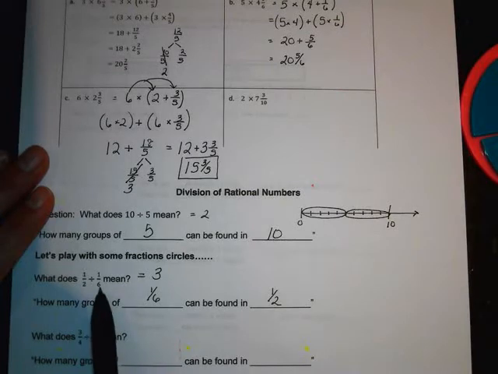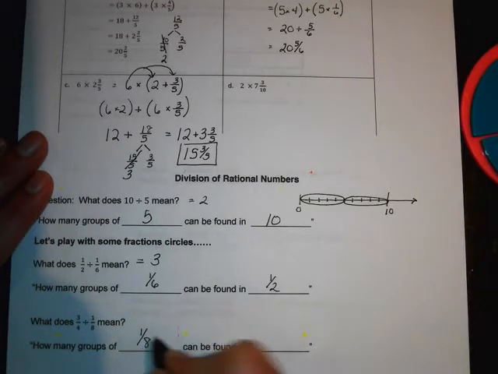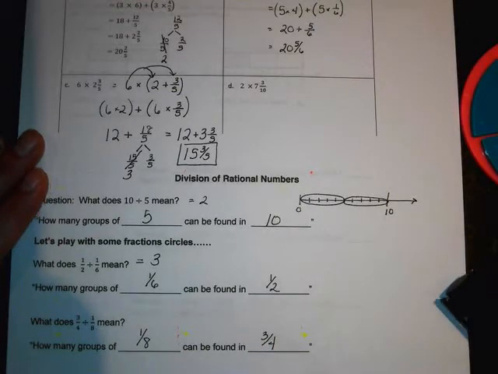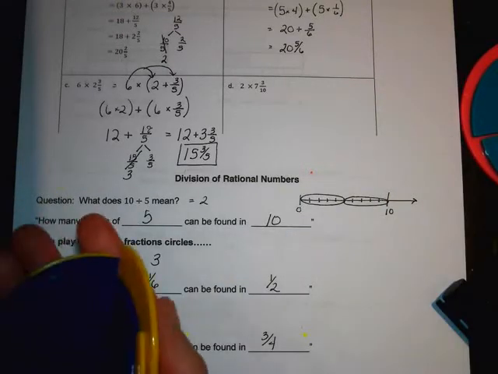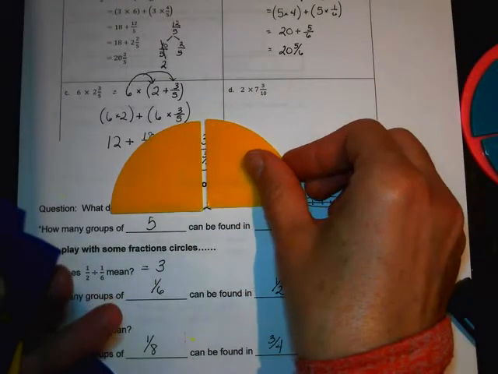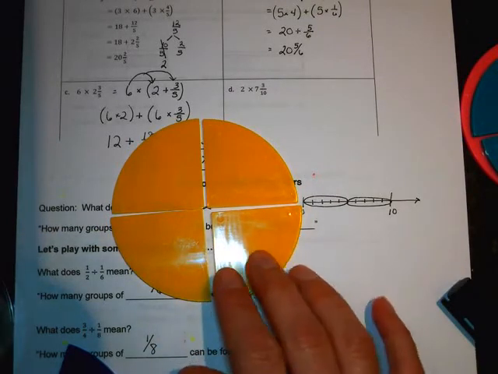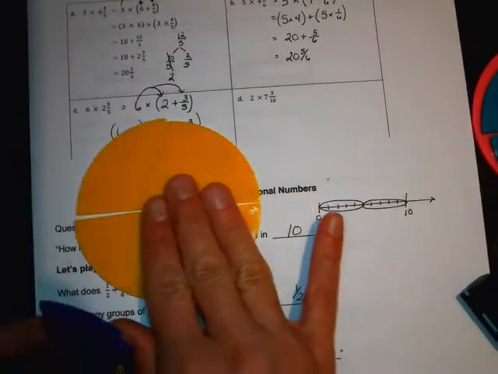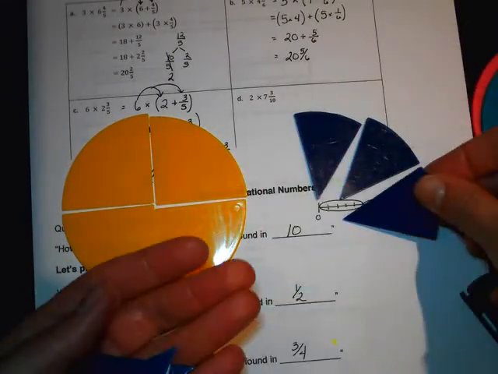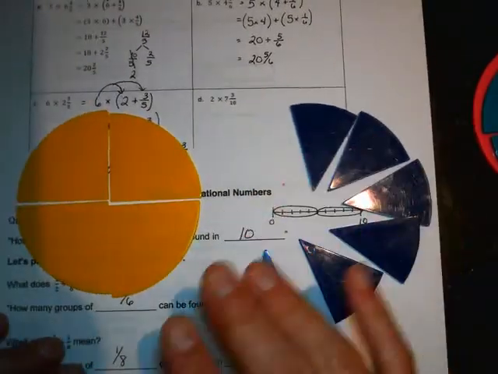Okay, what does 3/4 divided by 1/8 mean? It means, well, how many groups of 1/8 can we find in 3/4? That's what division means. All right. So I have fraction circles for this. So here's a circle that's been divided up into fourths, right? And then next to it, I'm gonna have a circle that's been divided up into 8ths. And again, this is just to get kids accustomed to what division really means, right?